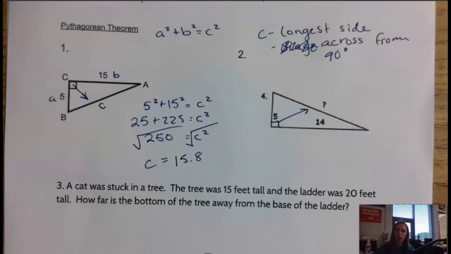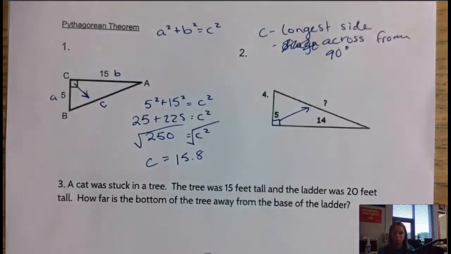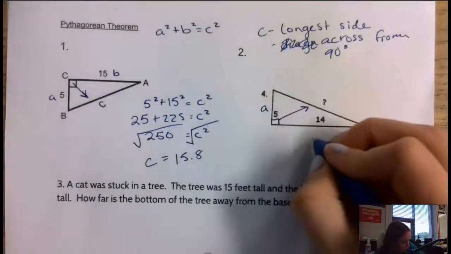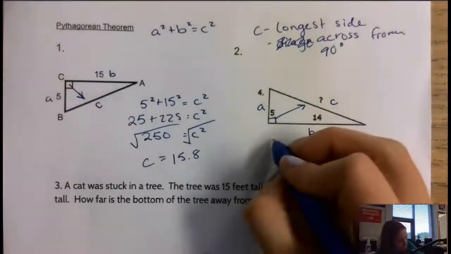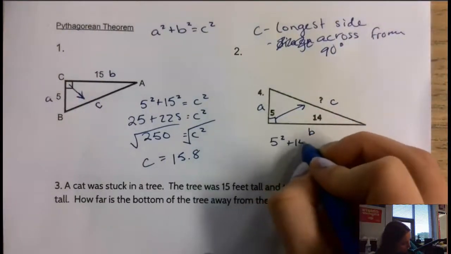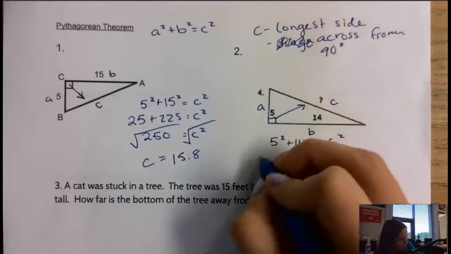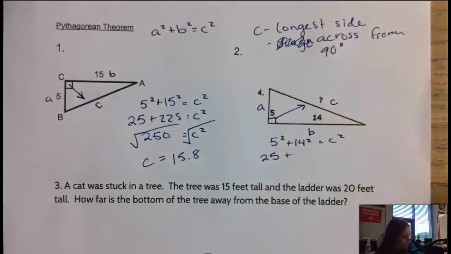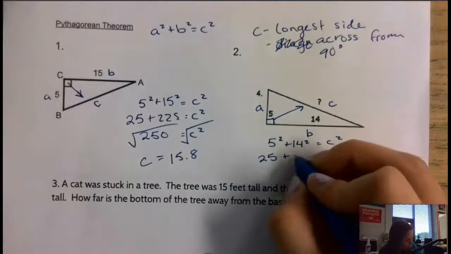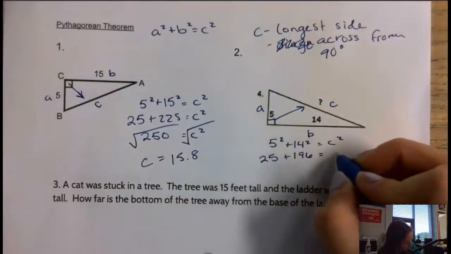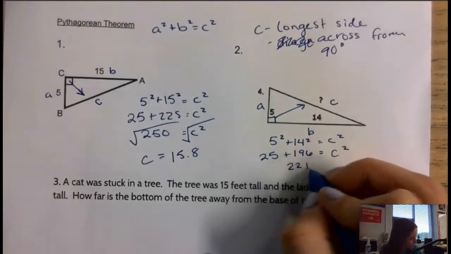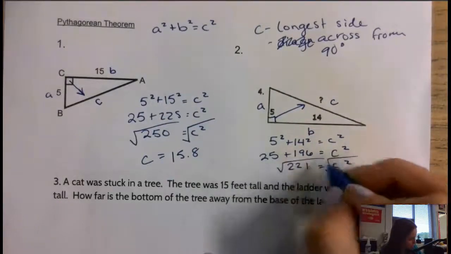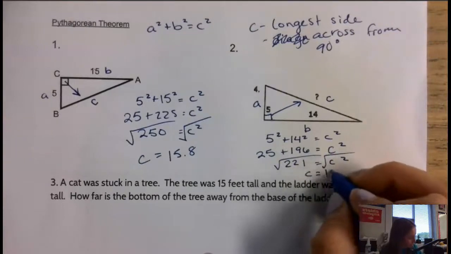Alright, now I want you to pause and try and do this next one on your own. Okay, so this is A, B, and C. Does not matter if you have A and B flipped. So we'd have 5 squared plus 14 squared equals C squared. So 25 plus 196 equals C squared. We end up with 221 equals C squared, square root of both sides, and C equals 14.9.